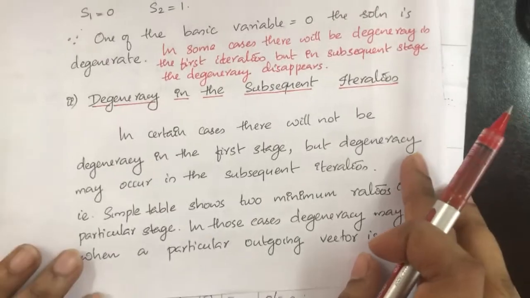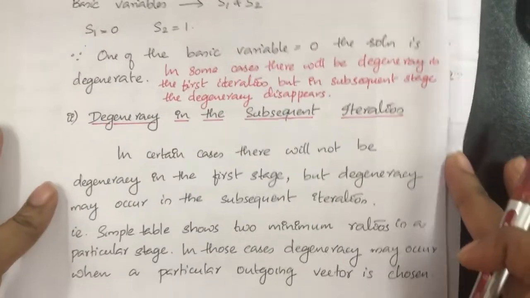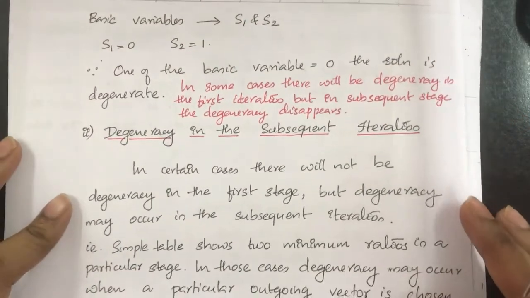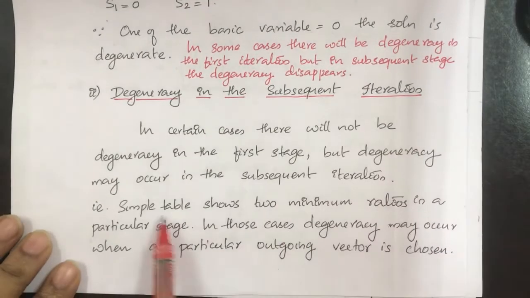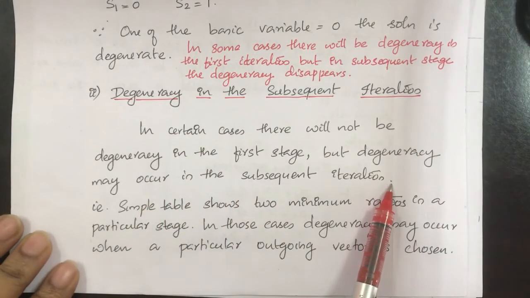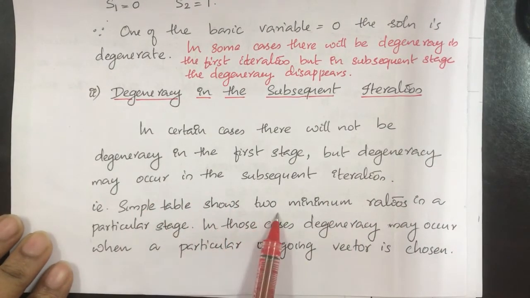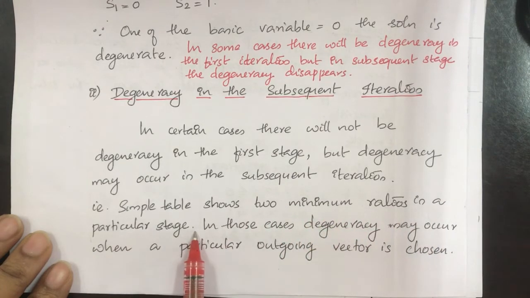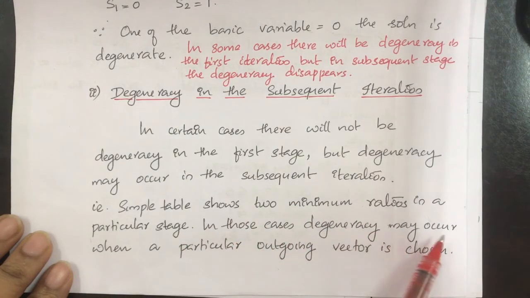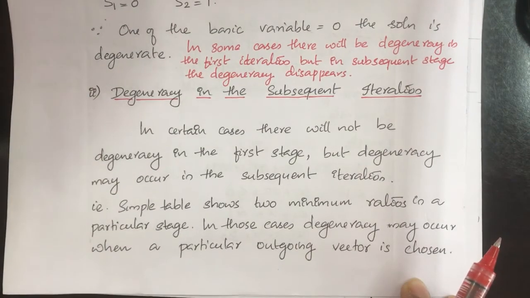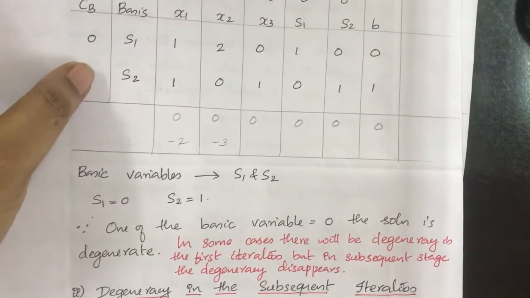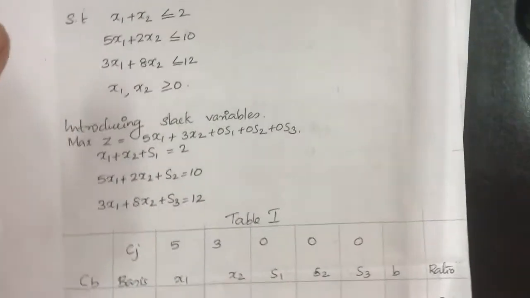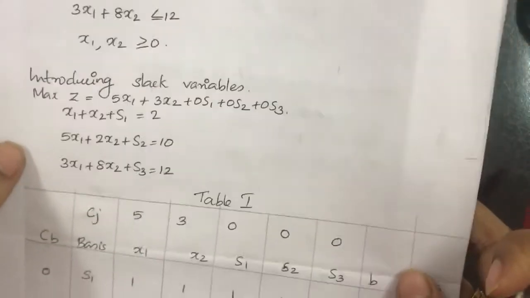The second is degeneracy in the subsequent iteration. In certain cases there will not be degeneracy in the first stage, but degeneracy may occur in the subsequent iteration. That is, the simplex table shows two minimum ratios in a particular stage. In those cases, degeneracy may occur when a particular outgoing vector is chosen. So, we are taking another example.